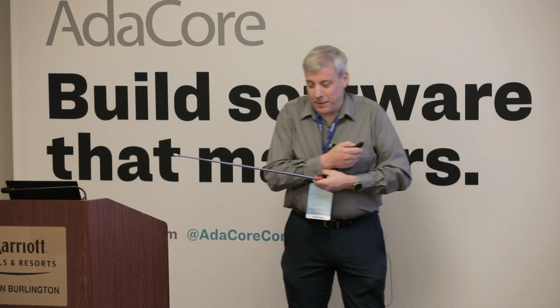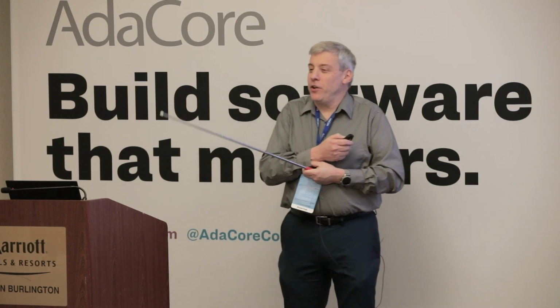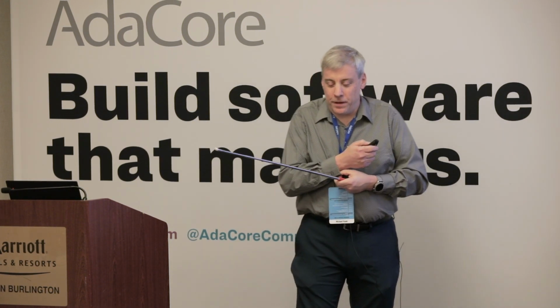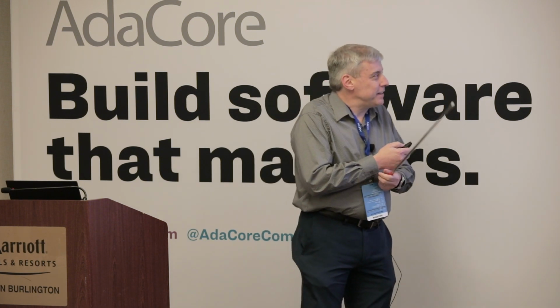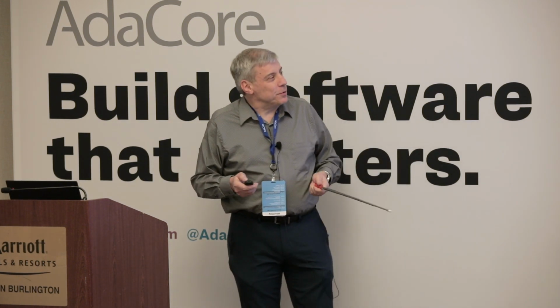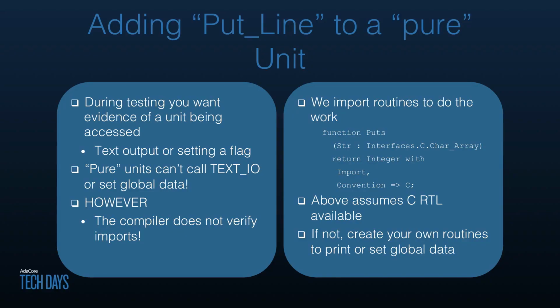Trick I learned some years ago. We just talked about pure units and not having side effects. That's mostly true. If you want to do debug information out of a pure unit, coverage could be one of them. I need to call Text_IO from my pure unit. I can't call Text_IO. Text_IO has side effects. I can't have side effects from a pure unit. Okay?